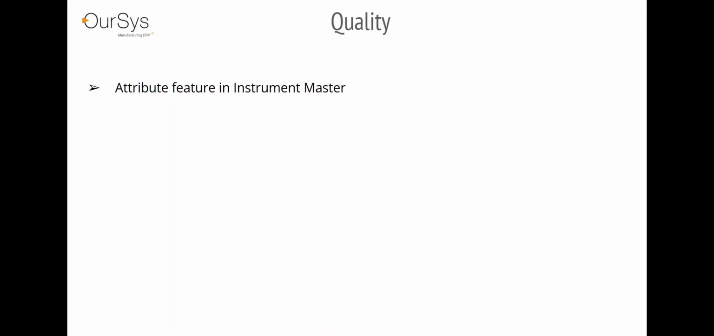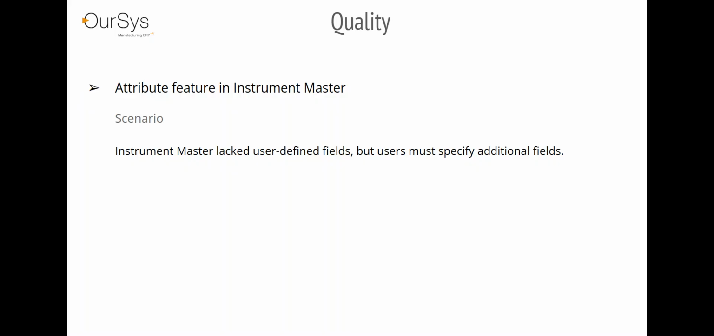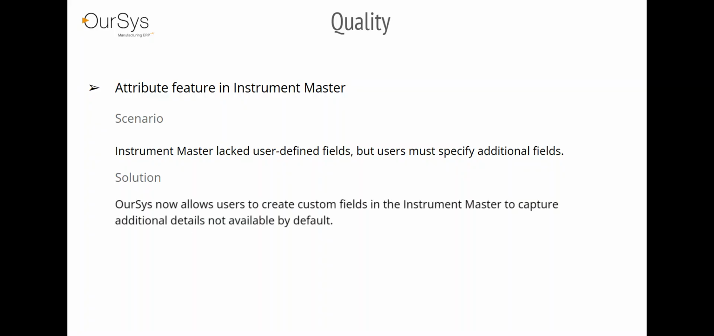Moving to the next, attribute feature in instrument master. So previously there was no field for users to define in the instrument master, but now there are some extra fields that users need to fill in the master. To tackle that, we have now included some additional fields that weren't available in the instrument master previously. We have added an option to create your customized field within the instrument master.